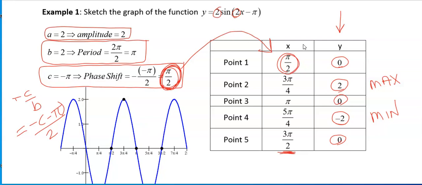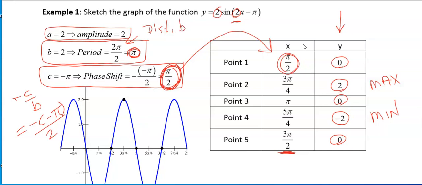But remember your displacement, that's your first x value. So you can see they've done the calculation right here. The period is always 2 pi divided by b, and b is right there. Look, b is 2, so they divide that by 2. 2 pi divided by 2 gives you a period of pi. See that? So that's going to be the distance from your point number 1 right up to your point number 5.